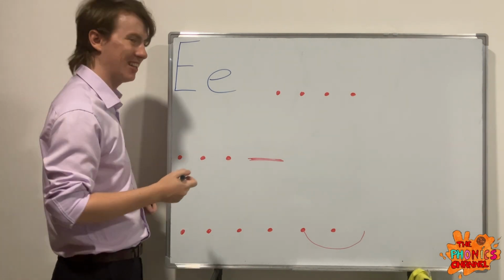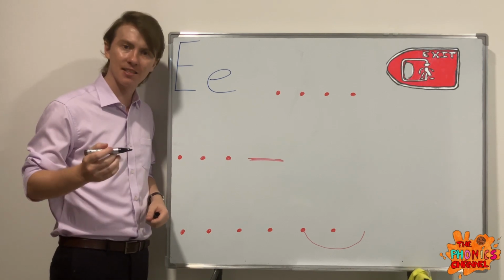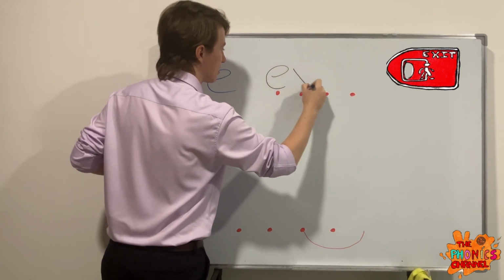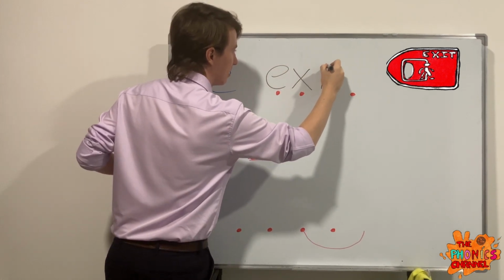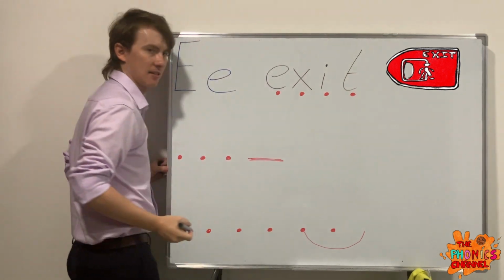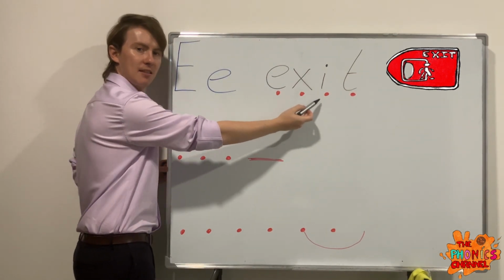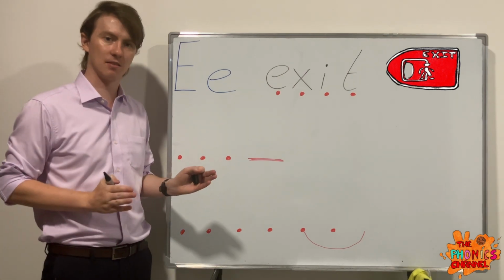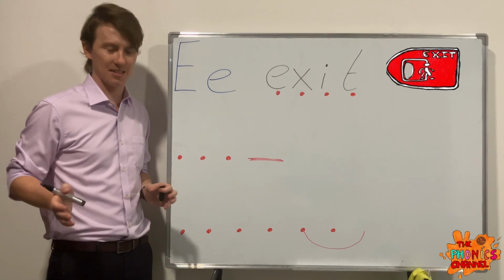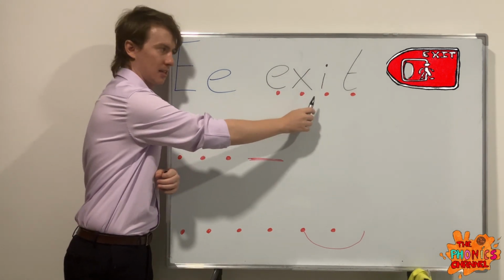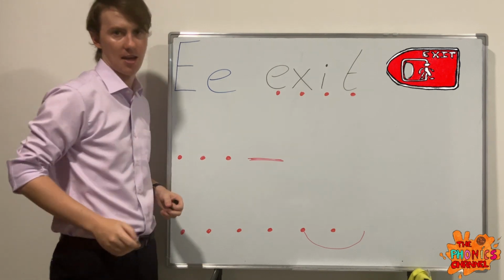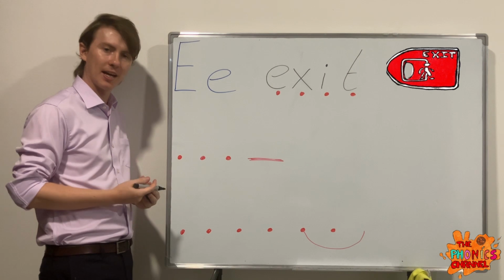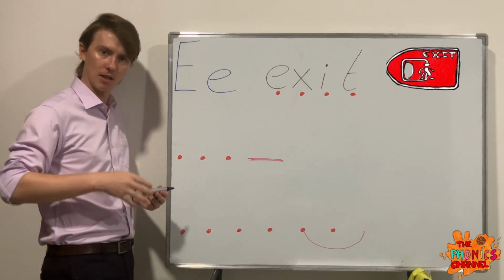Okay, our first one we have is exit. Exit. X. It. Exit. I will exit the room. Okay, exit, to leave. Exit. Okay, super. Exit, to go out. So four letters there and four sounds.